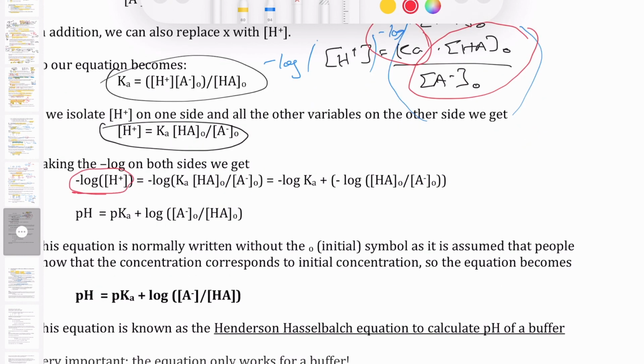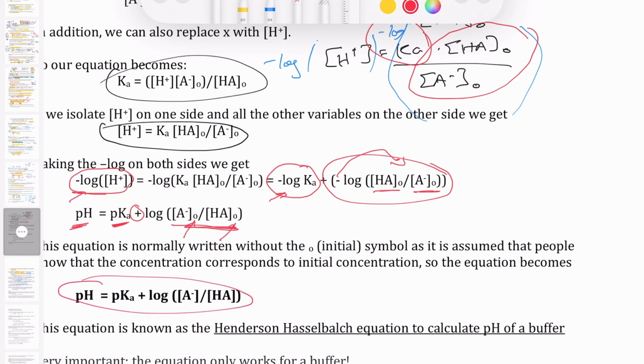This is the negative log of the H plus on the left side, negative log of Ka, and then negative log of the ratio. Negative log of H plus is just pH. Negative log of Ka we will call pKa. Remember this quantity we discussed in the prior chapter on acid-base equilibrium. And then the negative log of HA over A minus we will flip. We take the negative into the log and make it the reciprocal. So now it just becomes a positive log of A minus at the beginning over HA at the beginning. This equation is usually written without that naught symbol. So it's just written like this: pH equals pKa plus the log of A minus over HA.